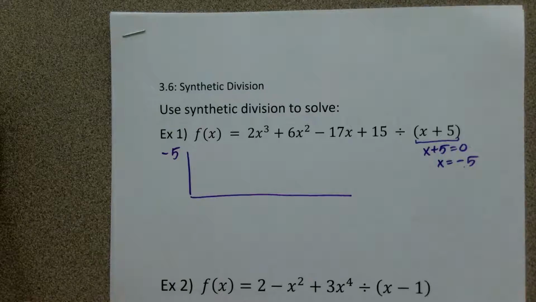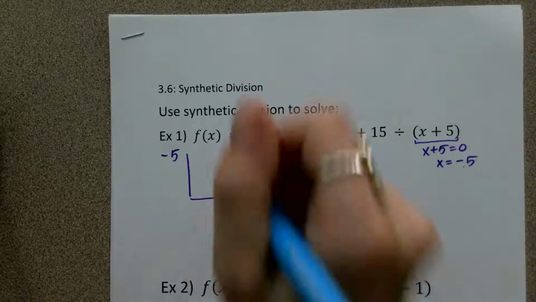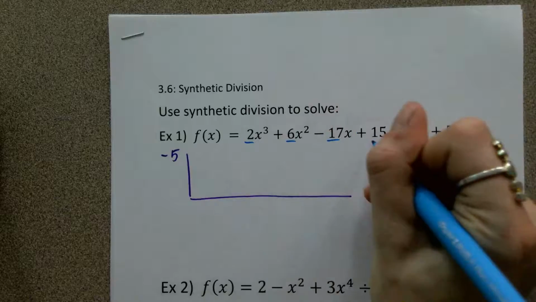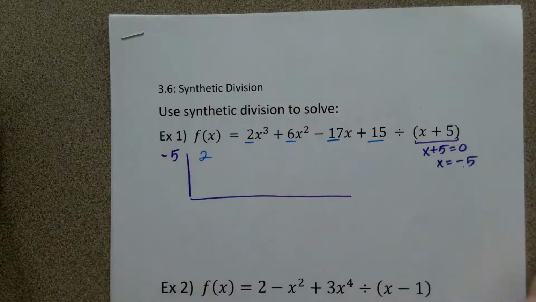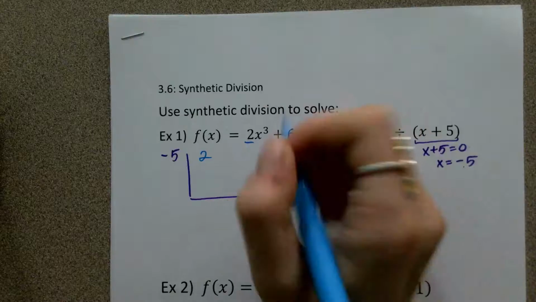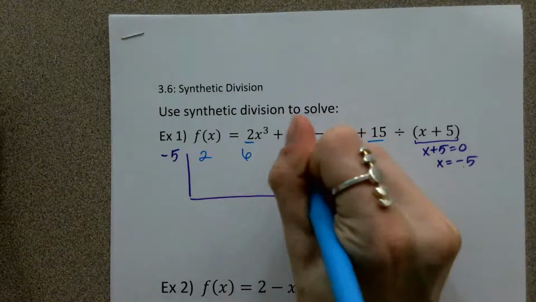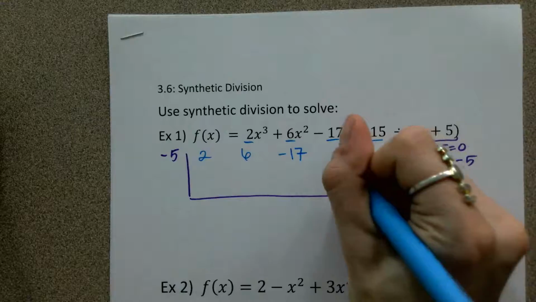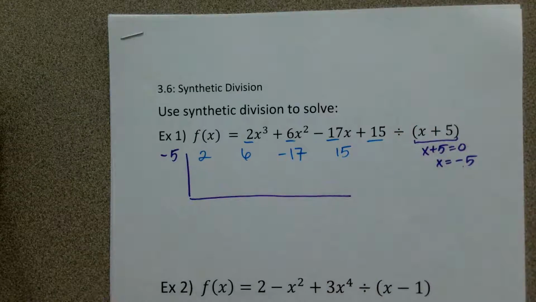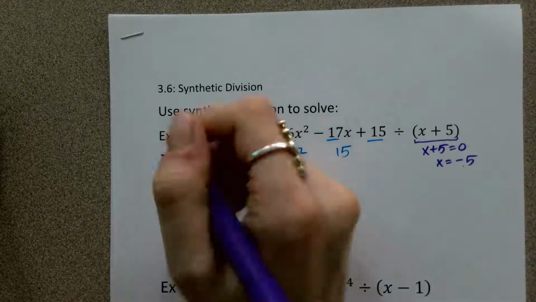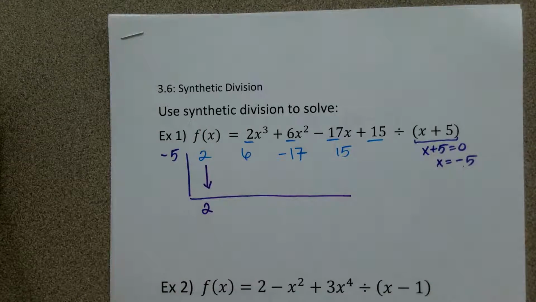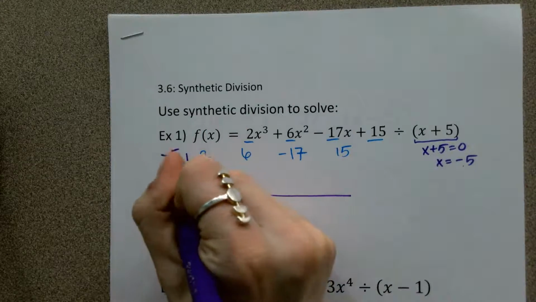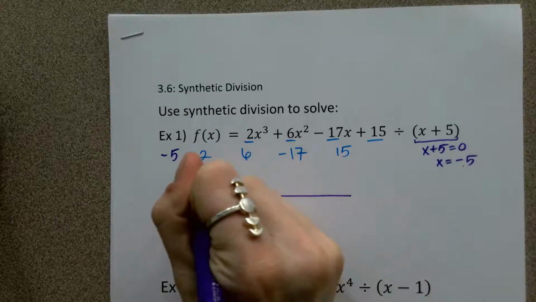Then we fill in the coefficients of our variables on the inside, starting from highest to lowest. So we have 2, 6, negative 17, and 15. The first number always comes down below our division box. We multiply on the outside and we add on the inside.